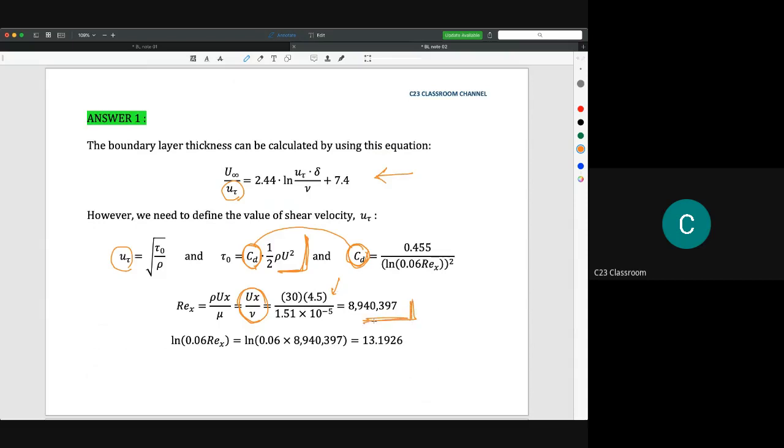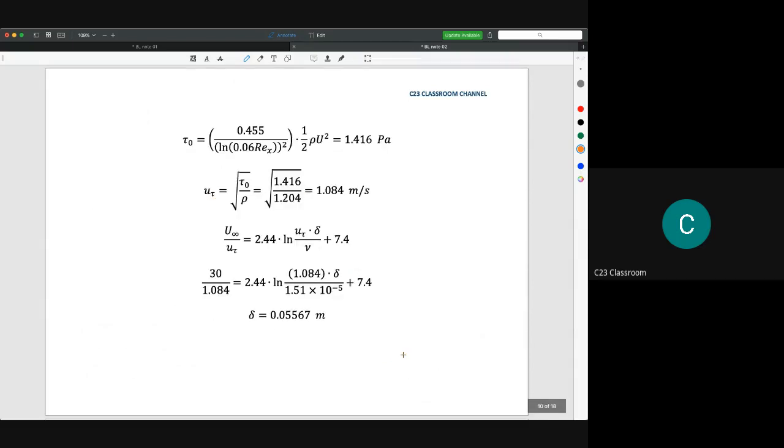Then we use this Reynolds number and substitute it into this term first. So it is equal to 13.1926. Then we can calculate the tau naught here by using this equation. It is equal to 1.416 Pascal. From here we can calculate the u tau, which is equal to 1.084 meters per second.